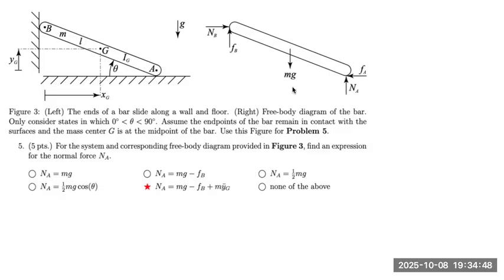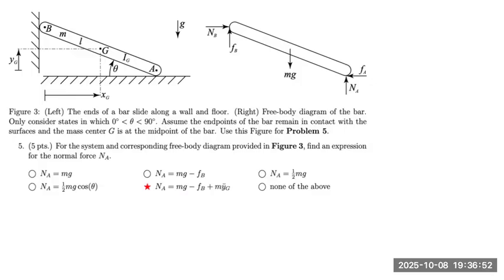Figure 3 on the left shows the ends of a bar sliding along a wall and floor, and on the right there's a free body diagram of the bar. We only consider states in which 0 degrees is less than theta is less than 90 degrees. Assume the endpoints of the bar remain in contact with the surfaces and the mass center G is at the midpoint of the bar. Use this figure for problem 5.